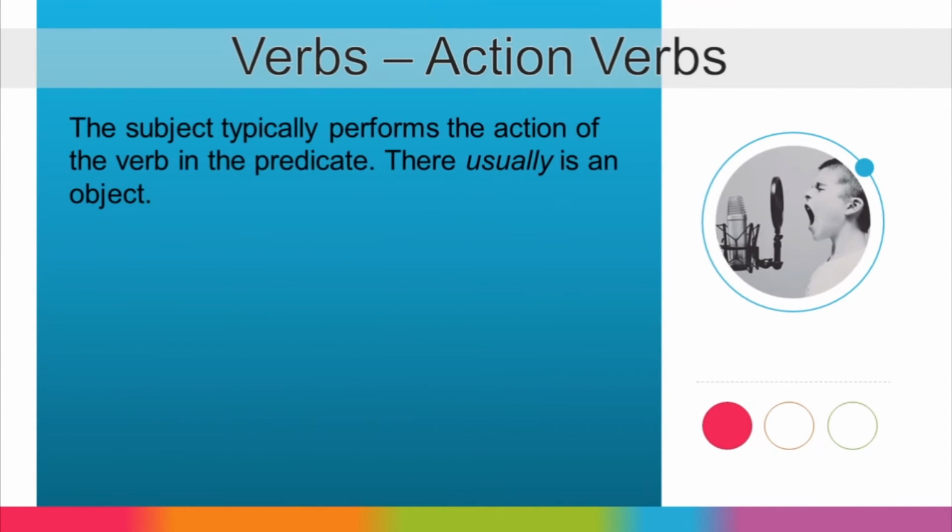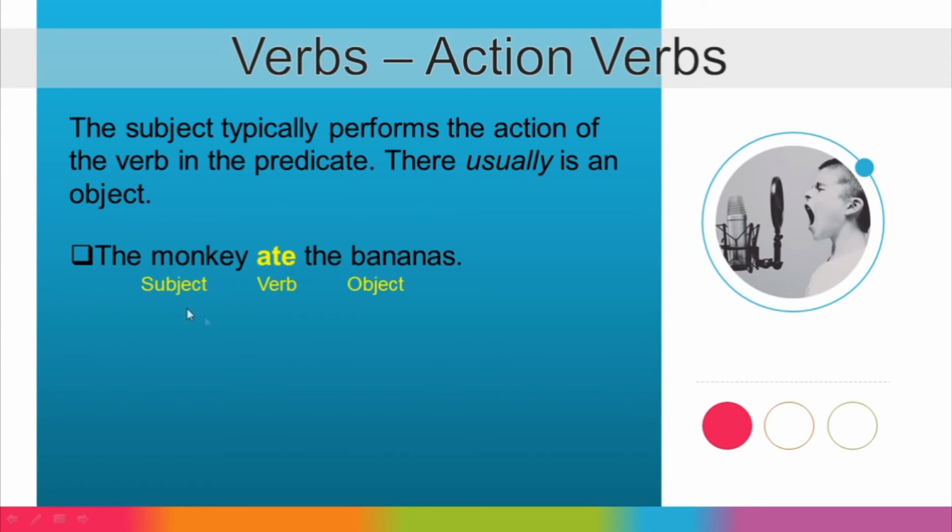Now let us talk about action verbs in closer detail here. The subject typically performs the action of the verb. In the predicate, there usually is an object. So these are the requirements for action verbs. You can see here that the monkey is doing an action, which is eating the bananas. So ate here is an action verb. The monkey is the subject, ate is the verb, and the bananas are the object.